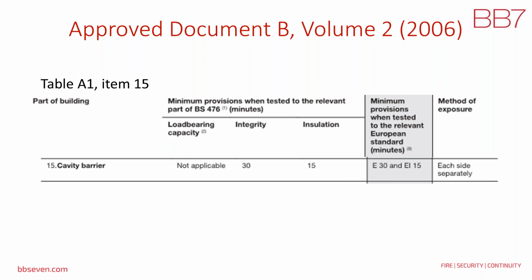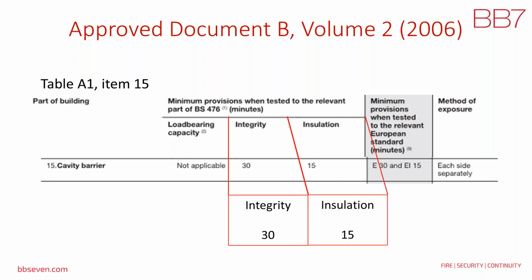But in the guidance, the minimum standard, and I do stress it's the minimum standard, is 30 minutes for integrity and 15 minutes insulation. And notice on the right-hand side it says each side separately. So that means that when we are looking at stopping fire going through a cavity, and not to be confused with fire stopping, then it's 30 minutes integrity and 15 minutes insulation.